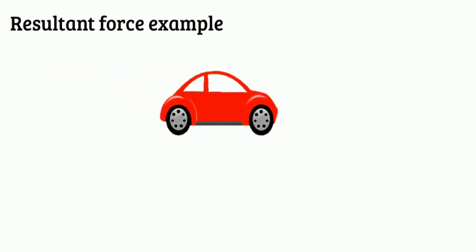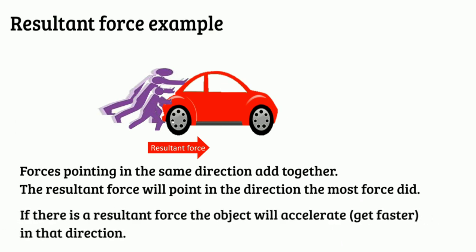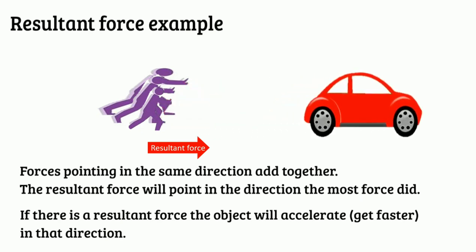Here we can see a car that has broken down in the middle of the road. Now there's one man putting force on the car, but that's not enough to move the car. He brings another person, a bigger, more force. It's still not enough, so they bring more force, which finally pushes the car. So forces pointing in the same direction add together. The resultant force will point in the direction the most force did. If there is a resultant force, the object will accelerate or get faster in that direction.